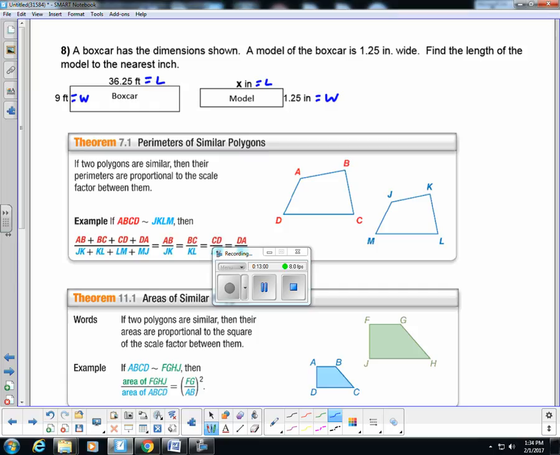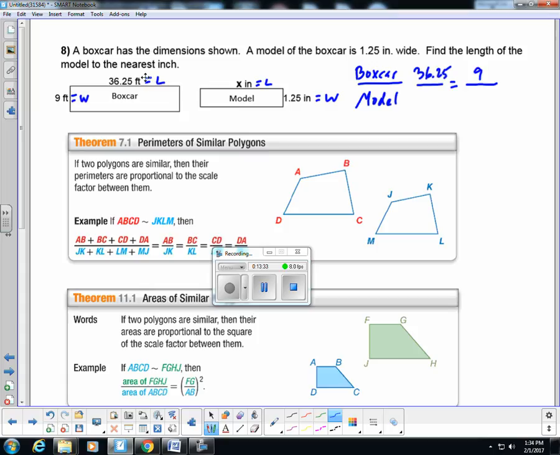So we're also comparing the boxcar to a model. Now the problem doesn't give us a scale factor. It doesn't give us an order, so we're free to create the order we want. But what we know about the boxcar is this: the boxcar has a length of 36.25 and a width of 9. All the information about the boxcar is in the numerator.